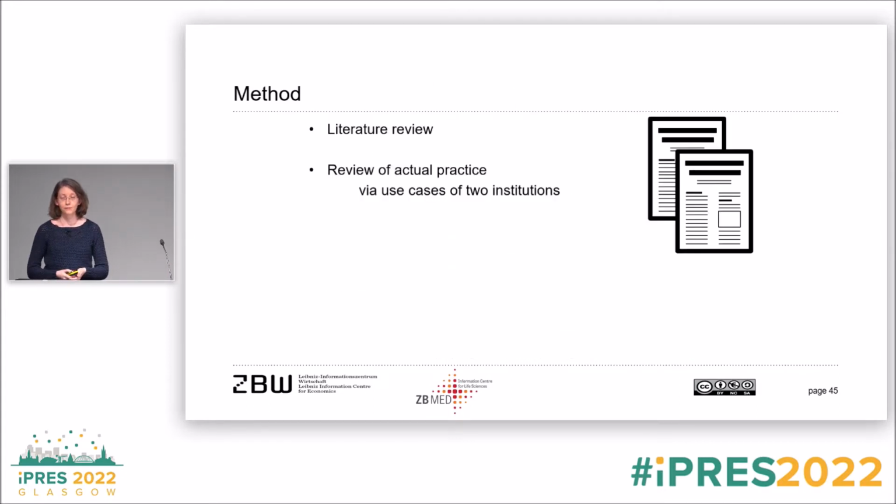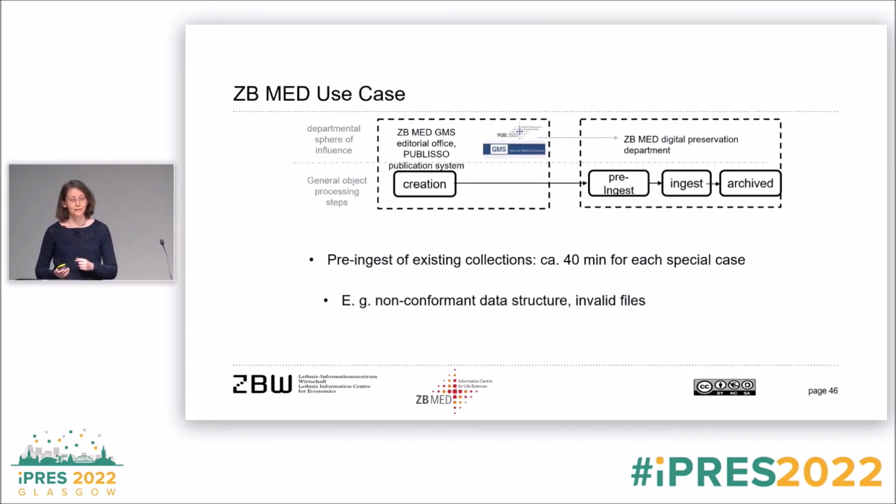So our method was we reviewed the literature. You can read it in the paper. And we reviewed also our actual practices at our institutions. And I will start with my institution. So at BMET, we have an editorial office for publication of open access publications at 2 different publication platforms, Publisso and German Medical Science. And so we can influence the creation process.